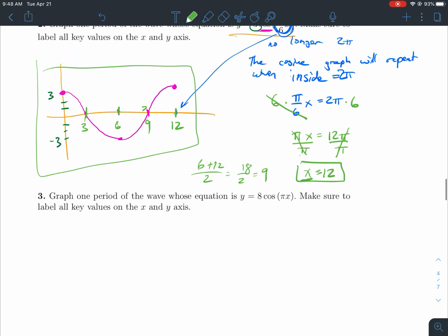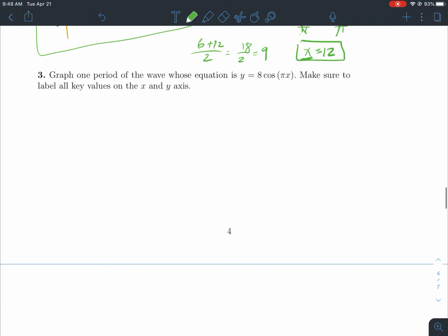All right, so let's do one more of these. Graph one period of the wave whose equation is this. Y equals 8 cosine pi x. All right, so we have no vertical shift, so that makes life nice. We've got a cosine function so that starts at its maximum value of 8. Now, you don't have to draw all the tick marks, right? Because if you just put an 8 there and a negative 8 there, it's quite clear what values those are.